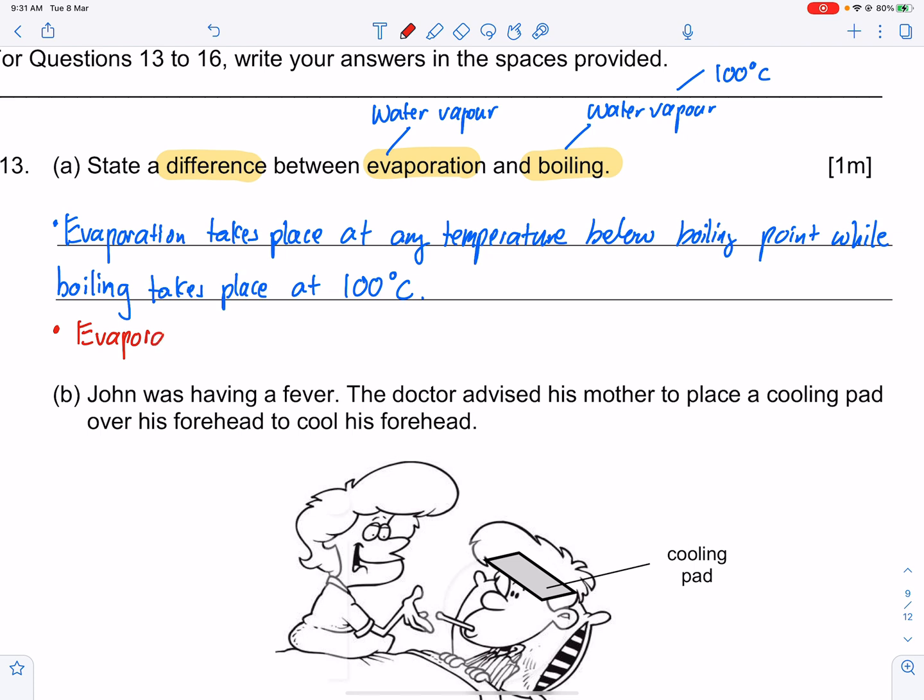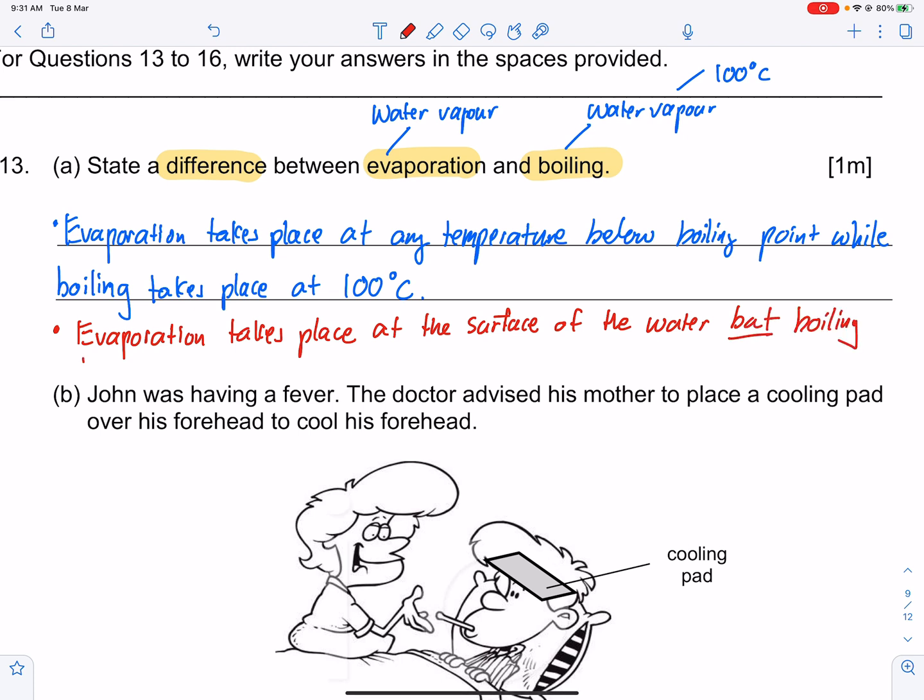Evaporation takes place at the surface of the water. But boiling takes place throughout the water. And how do you see it? It's through the formation of your bubbles.